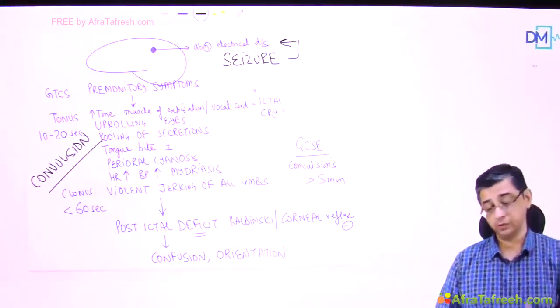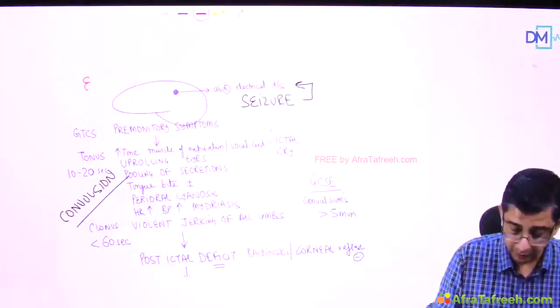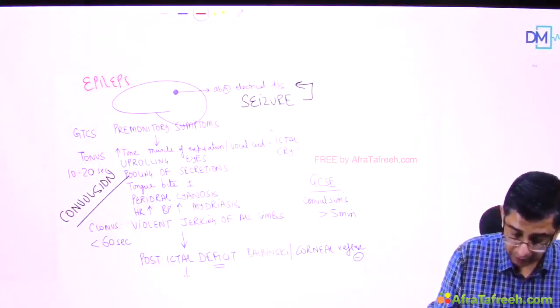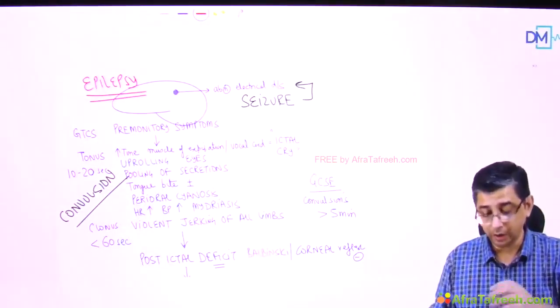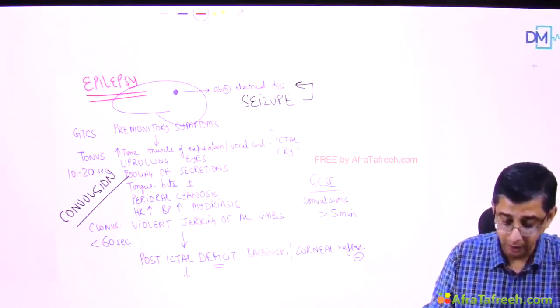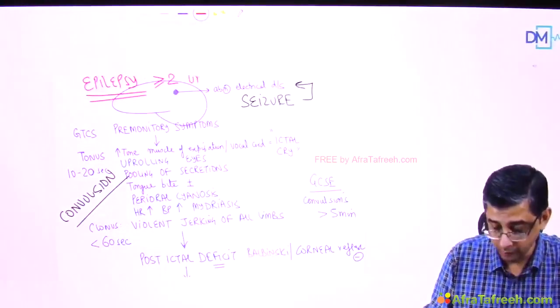So the question arises, what is epilepsy? The meaning of the word epilepsy would be that the patient will be having recurrence of these episodes that I have represented before you. The technical meaning of the word epilepsy would be that a person is having at least 2 or more than 2 unprovoked seizures.